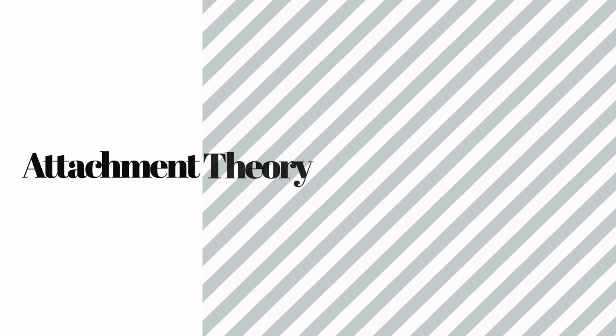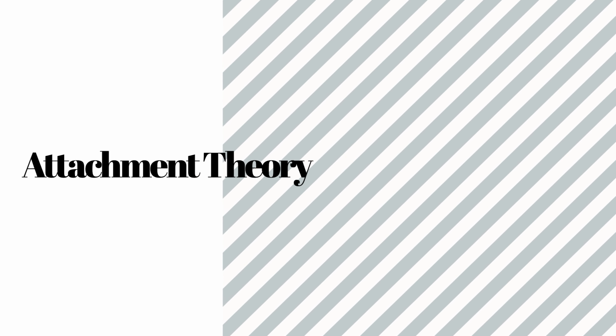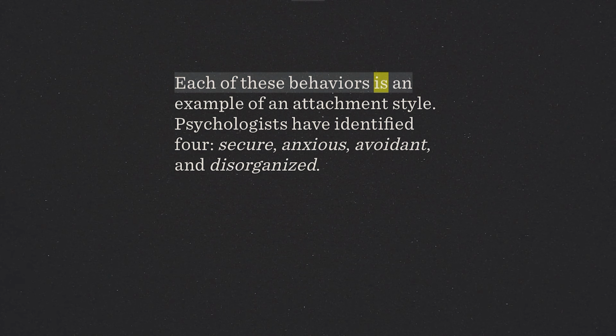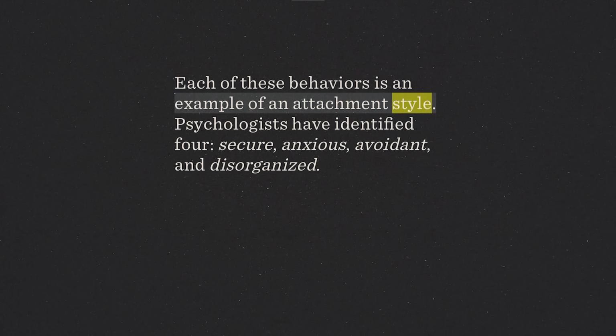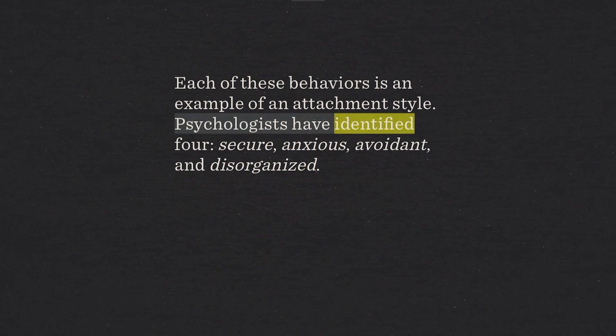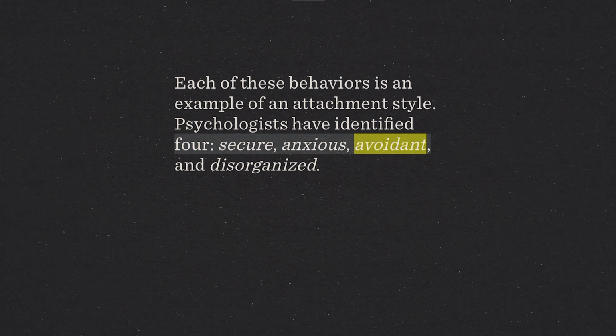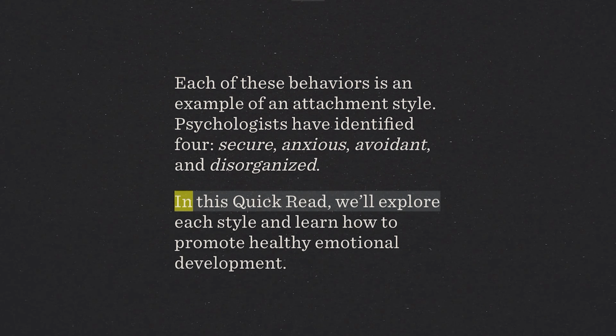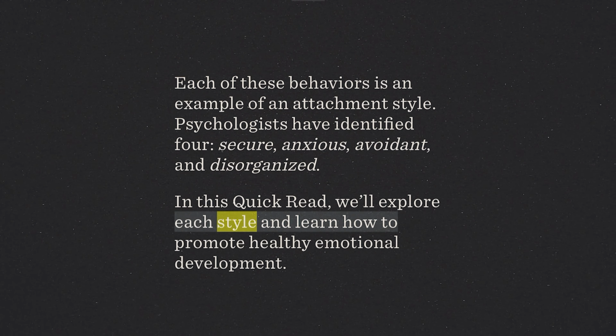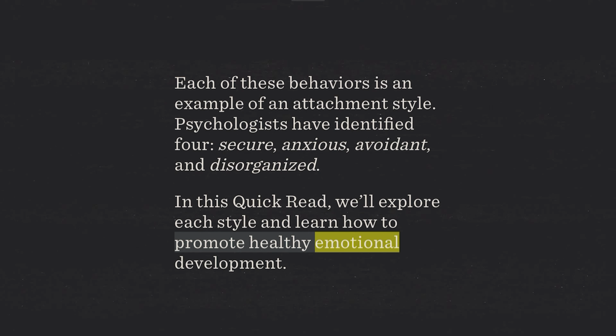Attachment theory. Developing secure attachment. Each of these behaviors is an example of an attachment style. Psychologists have identified 4: secure, anxious, avoidant, and disorganized. In this quick read, we'll explore each style and learn how to promote healthy emotional development.